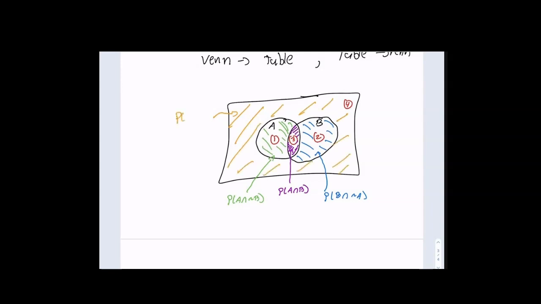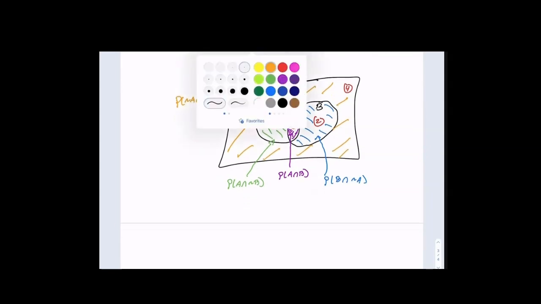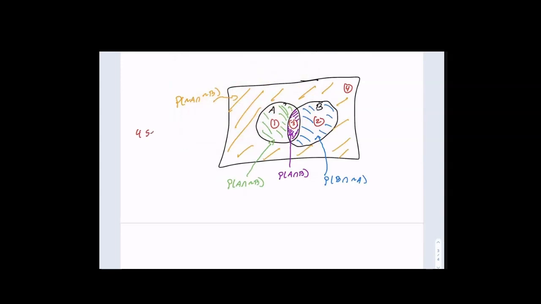That's the probability of not A and not B. Those four sections represent the four sections of the two-way table.